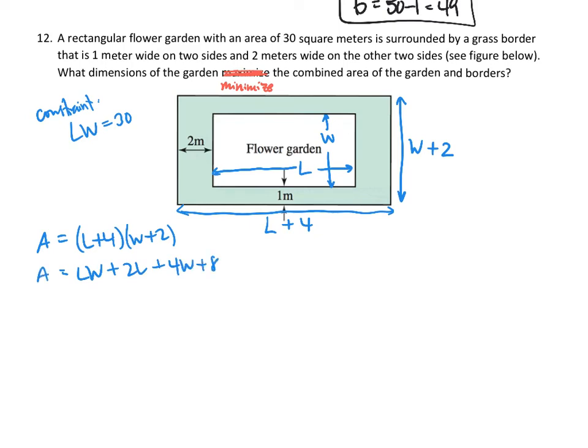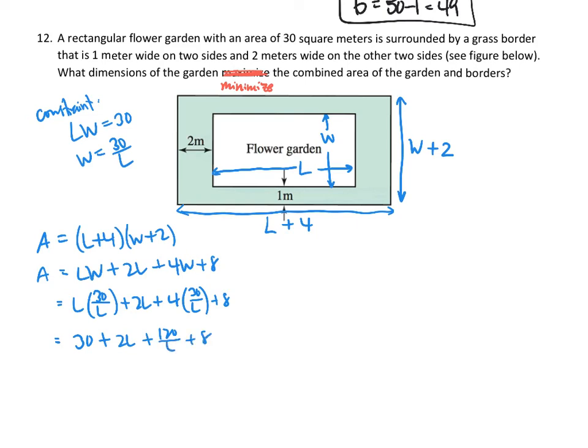Now using our constraint, we can eliminate W by rewriting it as 30 over L. So that gives us L times 30 over L plus 2L plus 4 times 30 over L plus 8. And that simplifies a little bit to 30 plus 2L plus 120 over L plus 8. So that's our objective. That's what we're trying to, in this case, minimize.